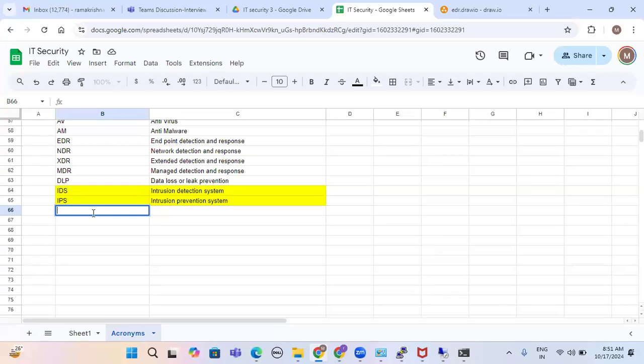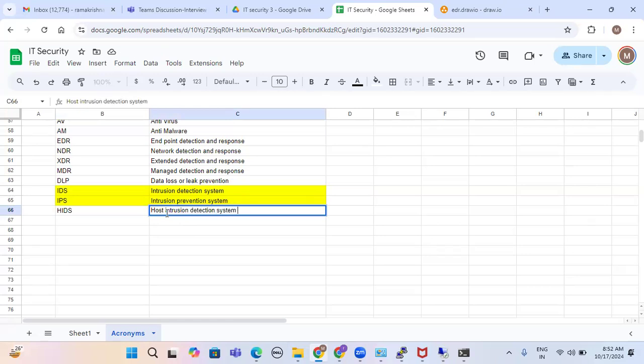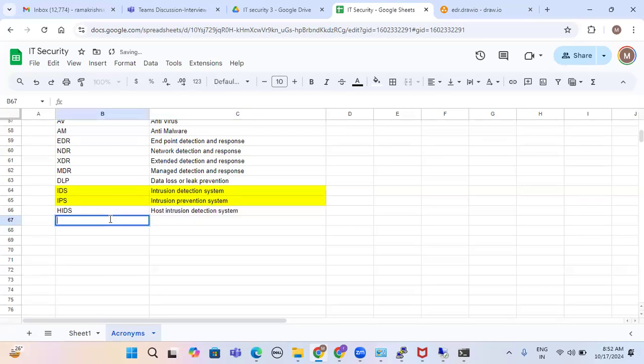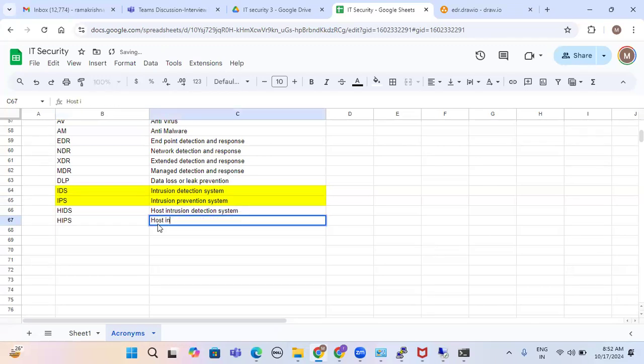On the endpoint side, we call it HIDS. The full form: the endpoint is also called a host, so host intrusion detection system. Next, in the endpoint itself, we have HIPS, that is host intrusion prevention system.